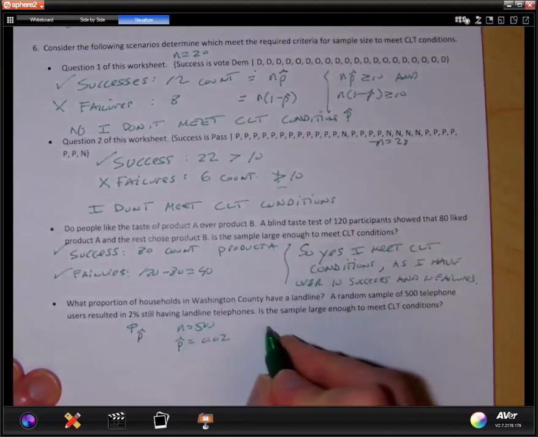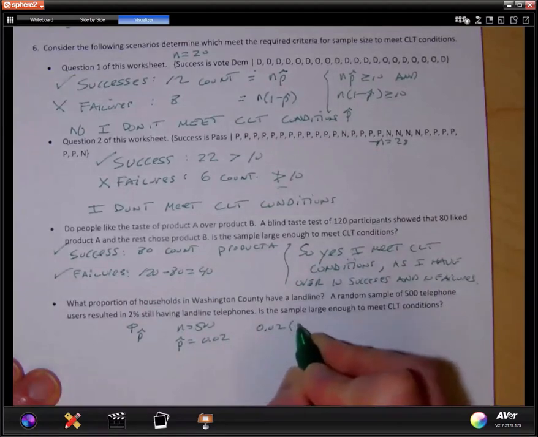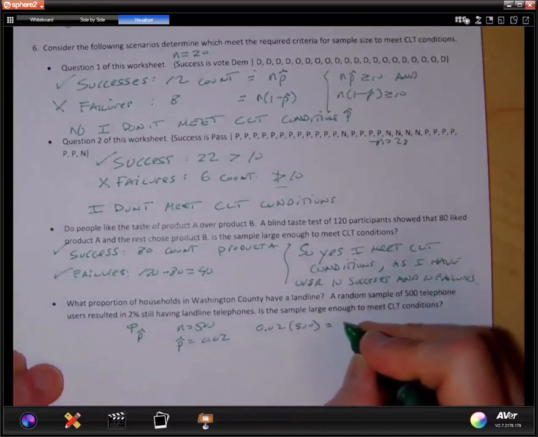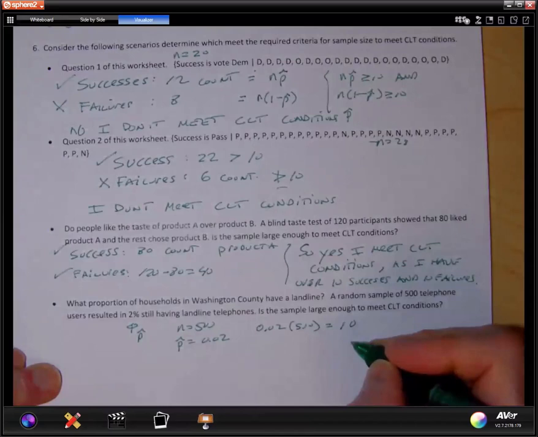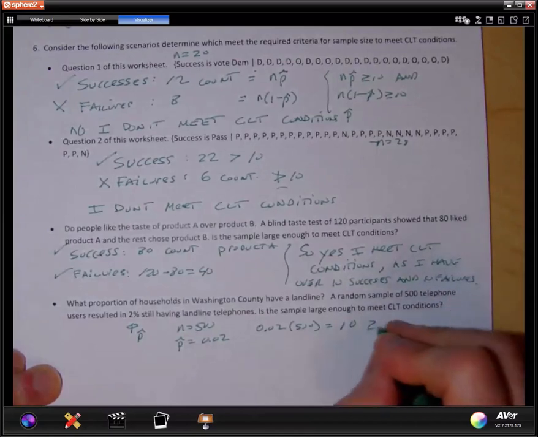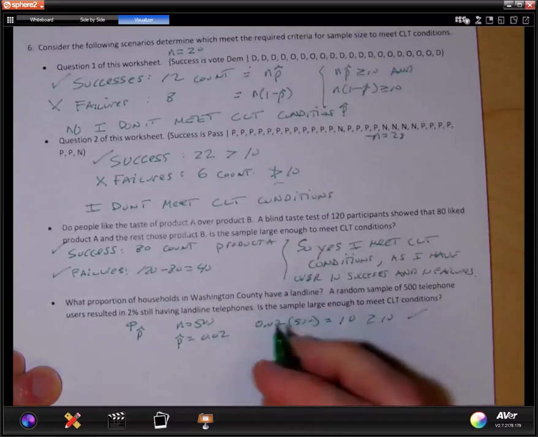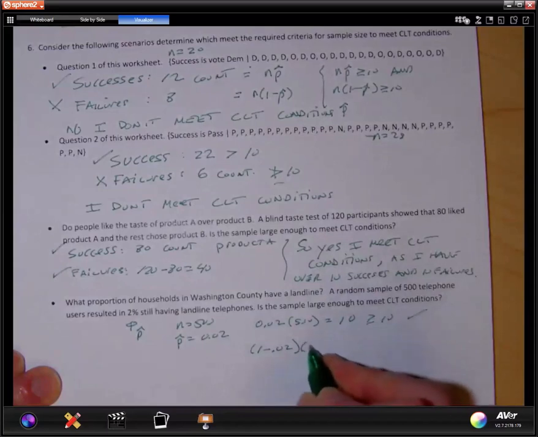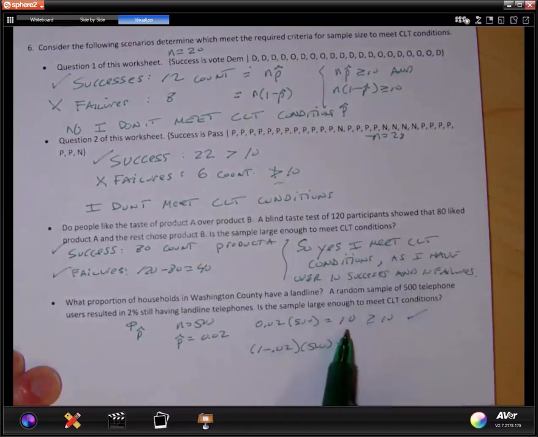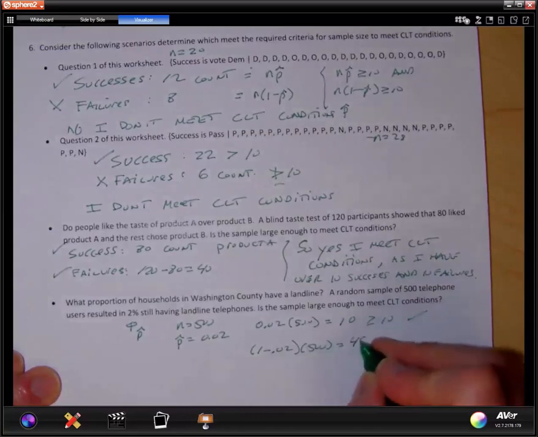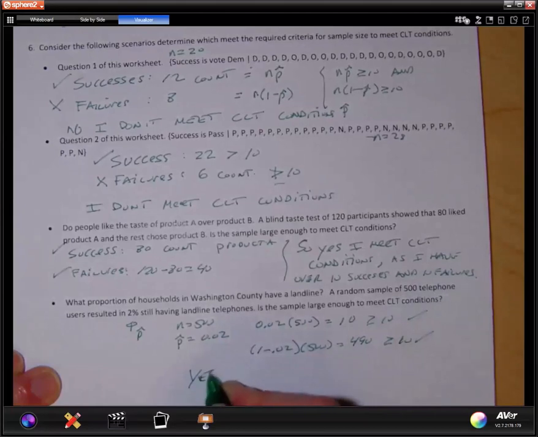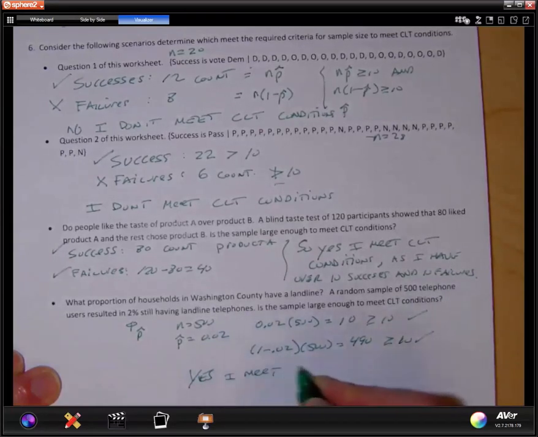So now I will need to calculate 0.02, again using p hat instead of p because I don't know what p is. So what is 2% of 500? Just doing this in my head, it's 10, which again just squeaked by. If there were 10 successes, the rest must be all failures. So that's 490, which is clearly bigger than 10. So yes, I meet CLT conditions.